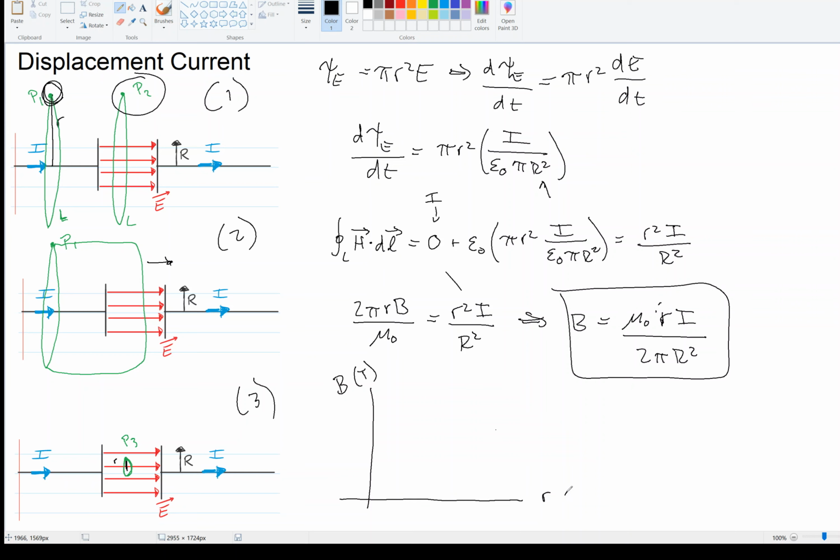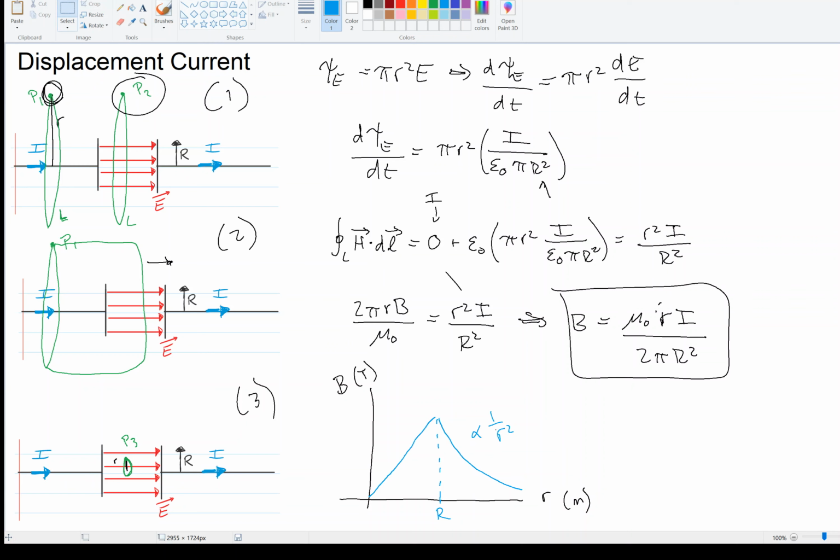versus r, which we'll say is in meters. And what we see then is that the magnetic field grows linearly with little r until you get to the outside of the capacitor, capital R. And then, as we've shown before, the magnetic field decreases as 1 over r squared. So it's proportional to 1 over r squared, like this. This is a plot of the magnetic field strength versus distance away from the axis of the capacitor.